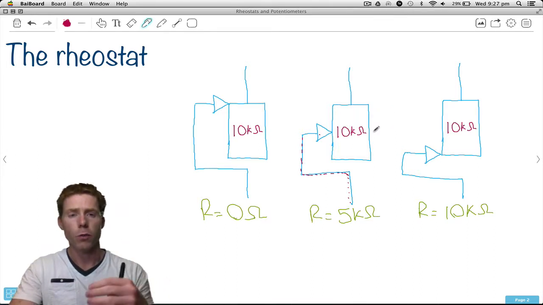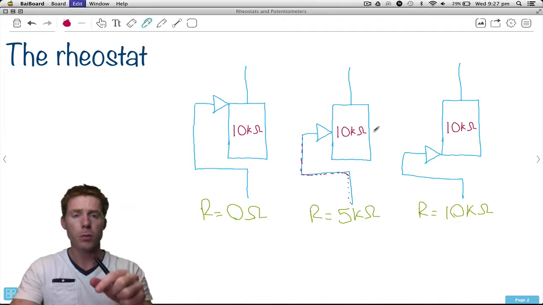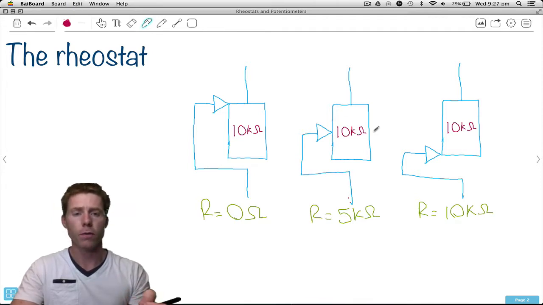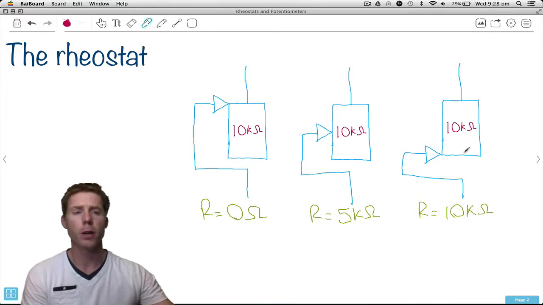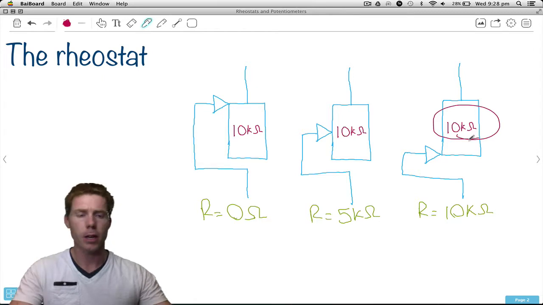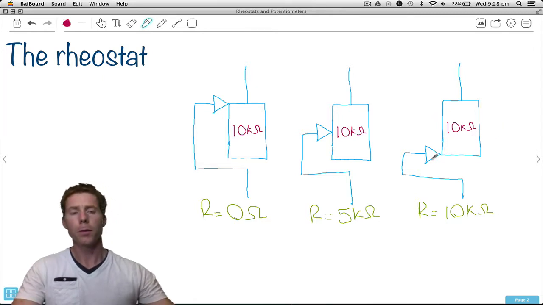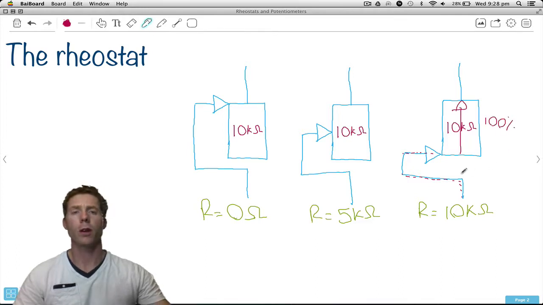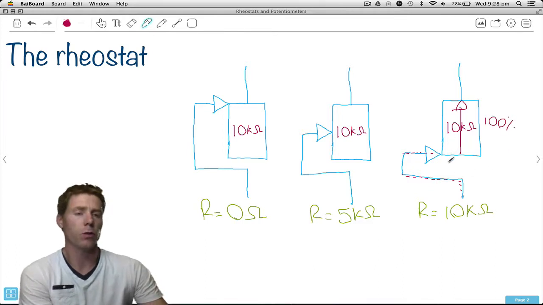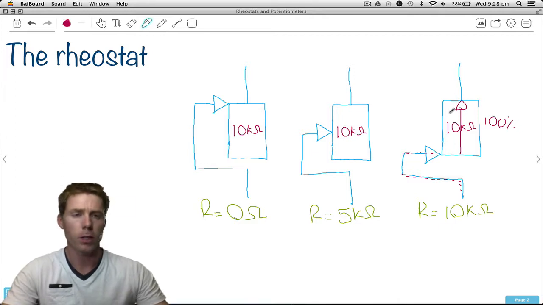So you can see we're moving the wiper arm, or we're rotating it to position the wiper arm somewhere different on the resistive material in order to get a different value of resistance. Now the last one, we've positioned it all the way down the bottom. Again, this is a 10k ohm variable resistor or rheostat. If we position this all the way down the bottom, then all the electrons have to come up through here, through this wiper arm, and they have to go through 100% of that resistance, which means it's going to be the full 10,000 ohms before they continue on in the circuit.